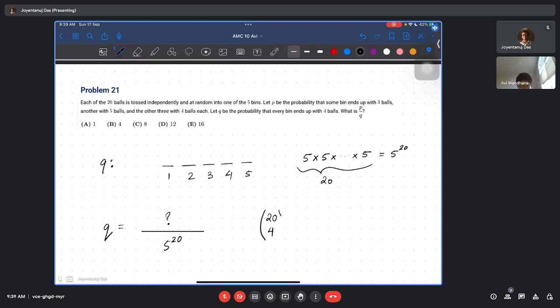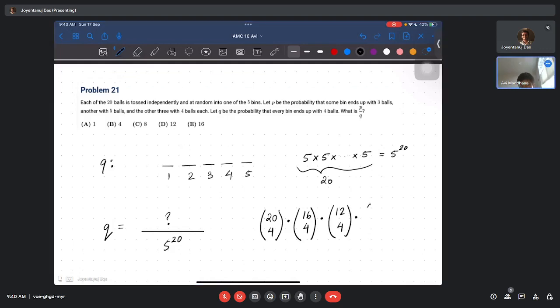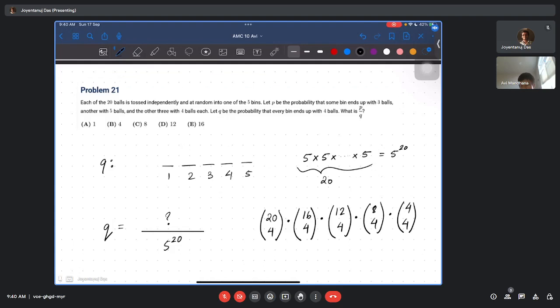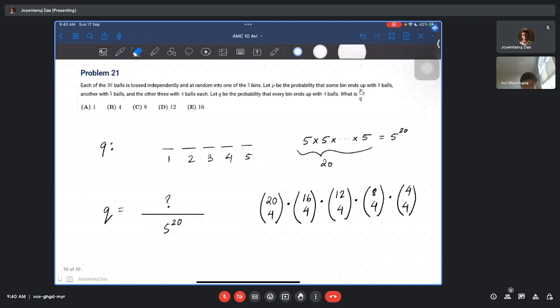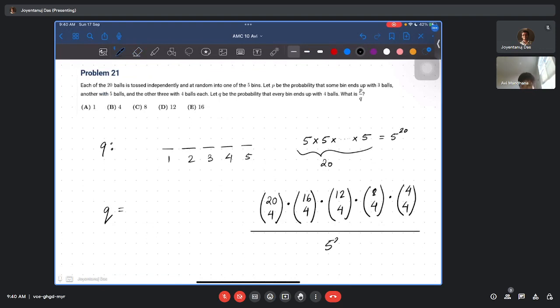So now how many balls are you left with? 16 choose 4. Yes, 16. So for the second bin, you are choosing from the 16 balls that are left, four balls. So 12 choose 4. Up to how much will it go? 8 choose 4. And then four choose four, which is 1. So this is the numerator actually. So Q is nothing but this whole thing divided by 5 power 20.